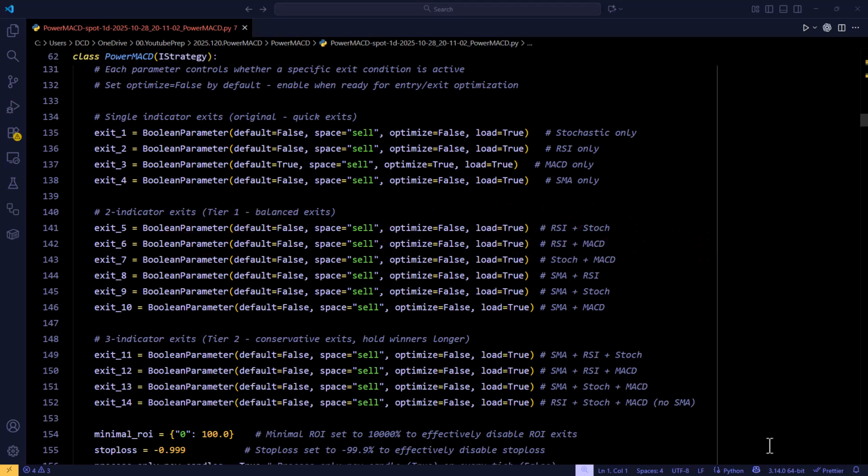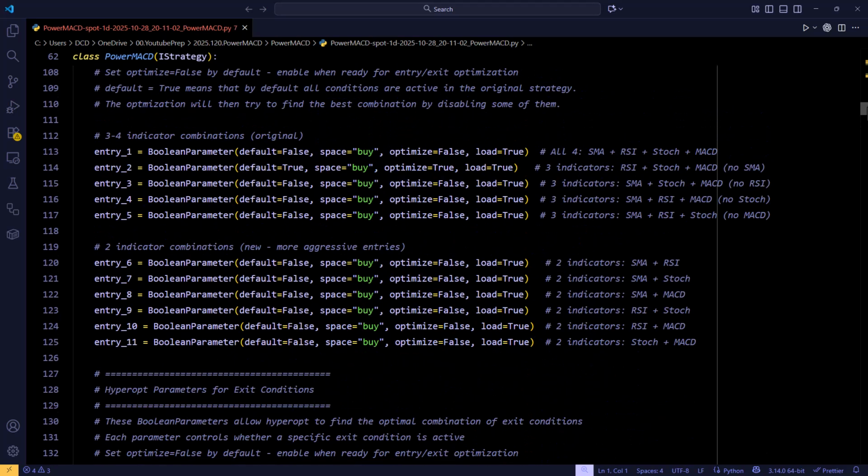Now the nice thing about this strategy file is that you can also use hyperparameter optimization to find out which combination of entry and exit rules are the most successful. You can determine which rules you want to take into consideration in the optimization run by using these optimization switches. False means that this rule will not be used, and true will mean that they will be included in the search for the best combination.